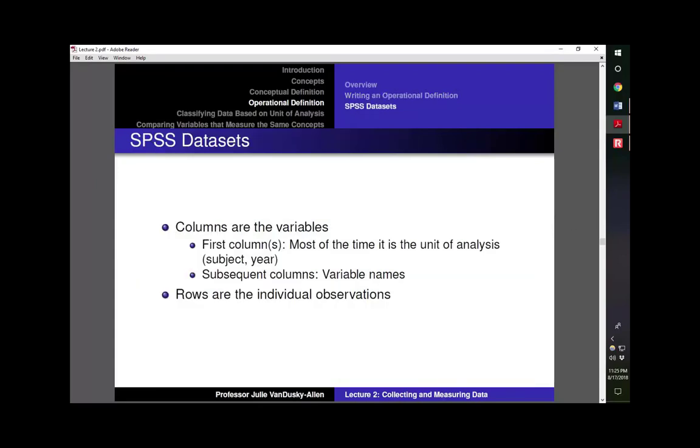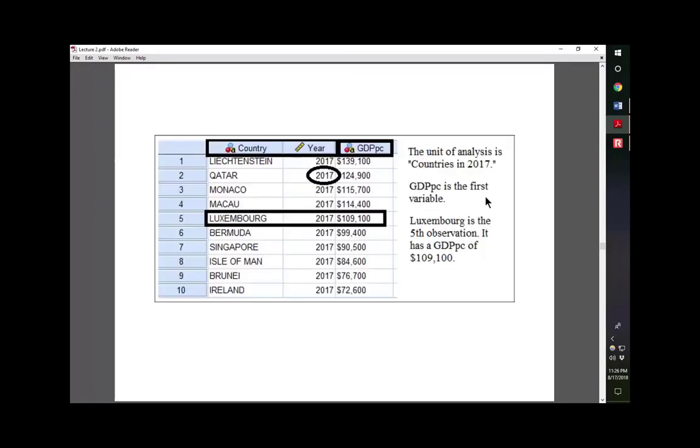After we develop our operational definition, we can then enter the data into a statistical software program. In this class, we will be using a program called SPSS to analyze our data. In SPSS, in the Data View tab, you can enter in the data for your data set. The first thing you should know is that the column headings should identify the variable names. Typically, the first couple of variables in your data set should identify your data set's unit of analysis.